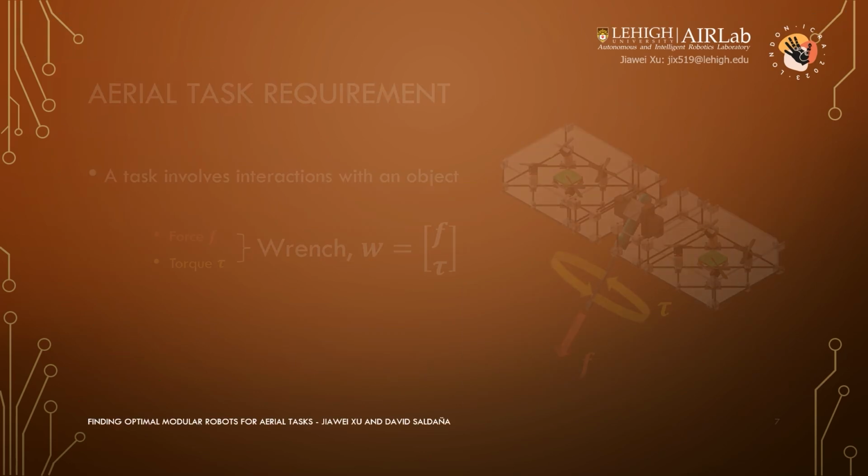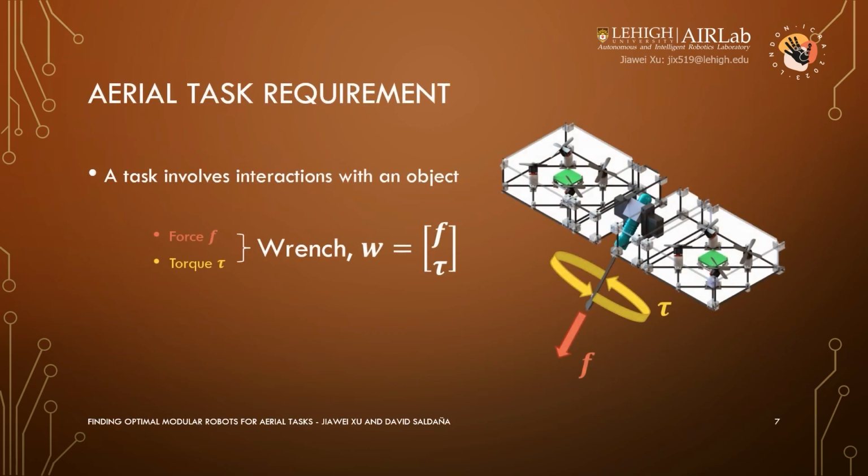In an aerial task, the robot needs to interact with objects. For example, the vehicle on the slide interacts with the screwdriver. We abstract an interaction as the force and torque the robot needs to generate in its body frame. By stacking the force and torque vectors, we obtain the range vector, which fully abstracts a requirement of the interaction. A task may contain more than one requirement of interaction. We define the set of all such ranges as the task requirements, T.